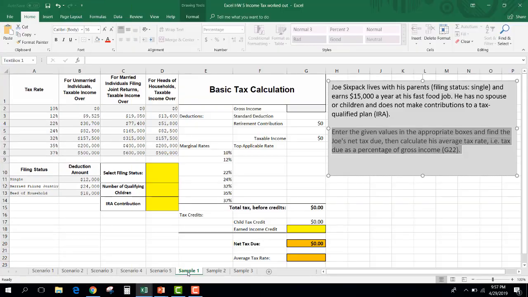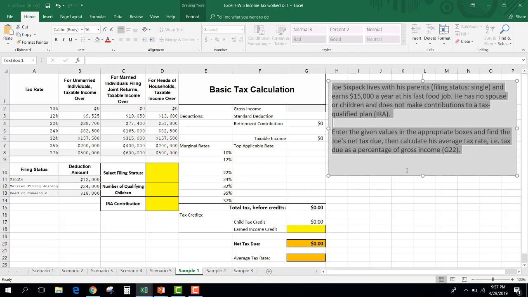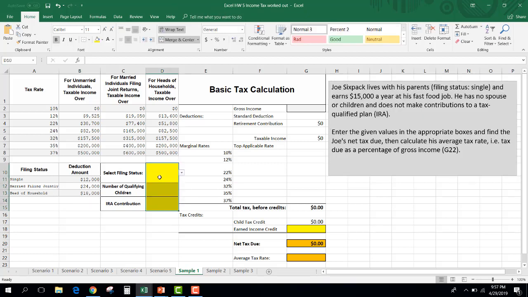So let me open up my Excel file here, and you'll be getting an Excel file that looks almost exactly like this. I think I have 6 scenarios in the homework file, and you'll go through each one, read the scenario over here, and then we're going to fill in the appropriate boxes for the person's filing status, information about deductions and credits and whatnot, and then we're going to just plug in the income here and let the calculator do its work.